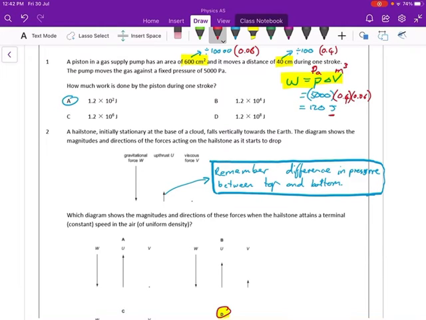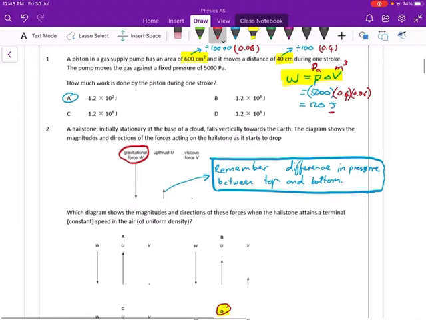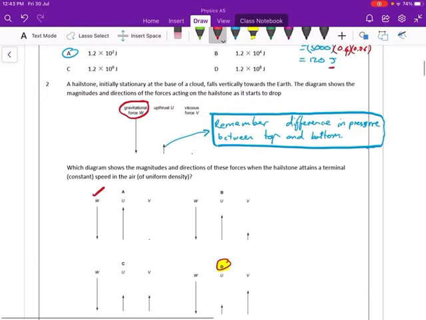A hailstone that is initially at rest, the base of a cloud falls vertically towards the earth. The diagram shows the magnitudes and directions of the forces acting on the hailstone as it starts to drop. Alright, so the first thing is my gravitational force, my weight, needs to stay the same, and yes, in all my answers my weight stays the same. That's fine, so we're not even going to focus on it. Then my upthrust. What is upthrust? Upthrust is the force due to the pressure difference. What pressure difference? Between the top and the bottom.